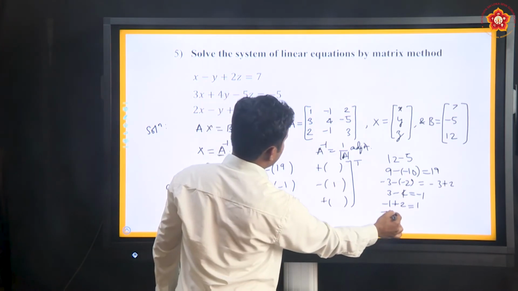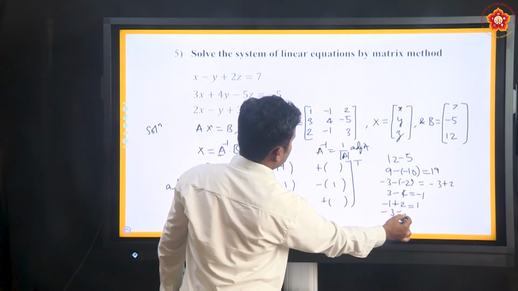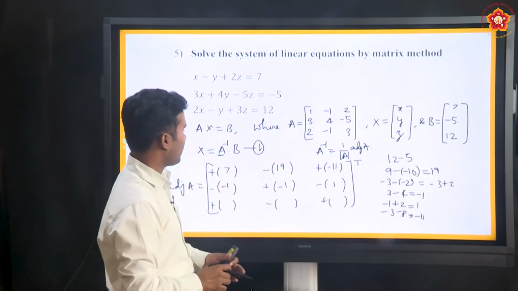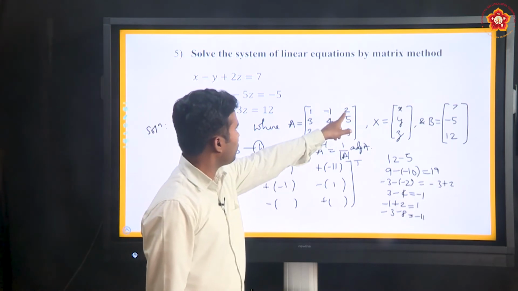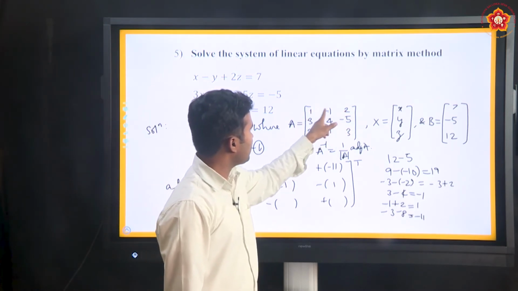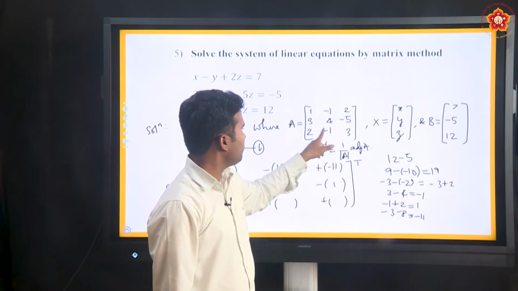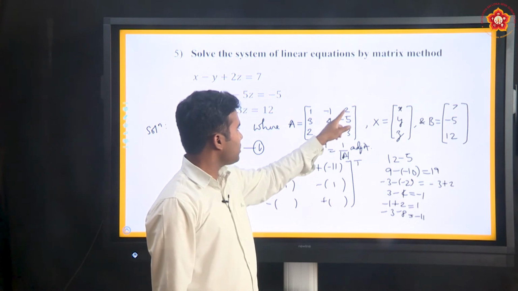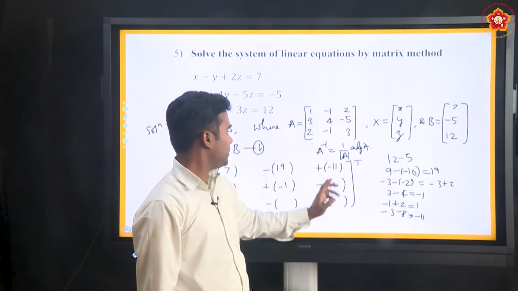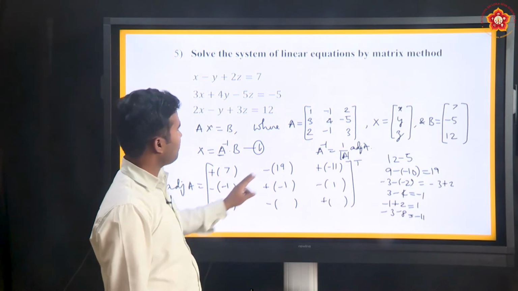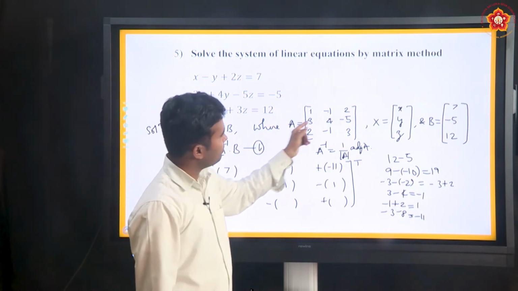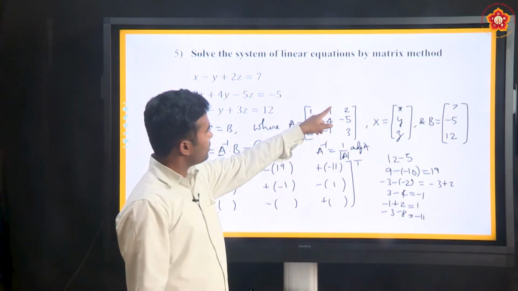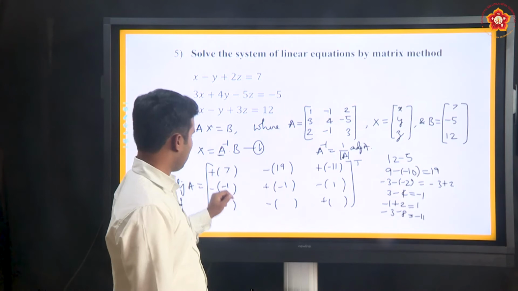Minus 3 minus 8, which is minus 11. Understand? So, if you wanted to find this, you just delete the first row, third column, and take the determinant of this. 3 into minus 1 is minus 3, minus of 8, minus 3 minus 8, minus 11. So, for this one, delete the first column, second row: minus 1 into 3 is minus 3, minus of plus 2, minus 3 plus 2 is minus 1.